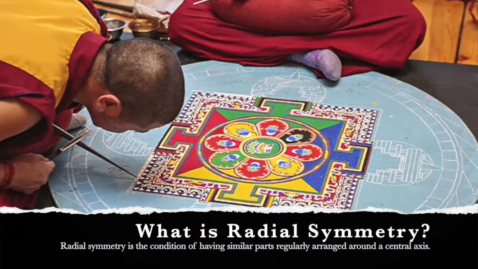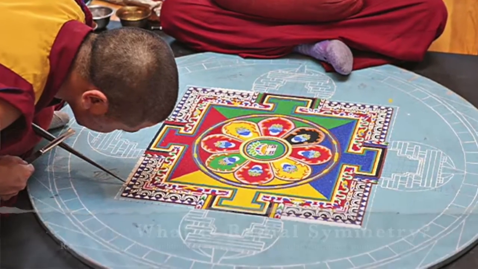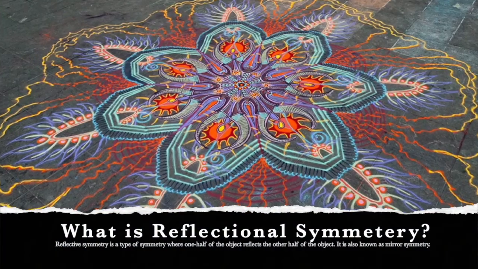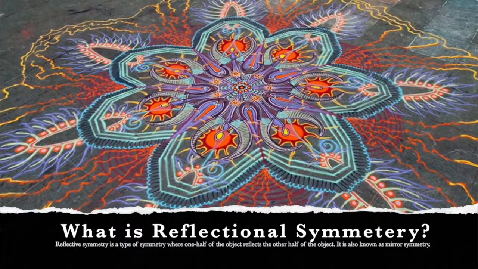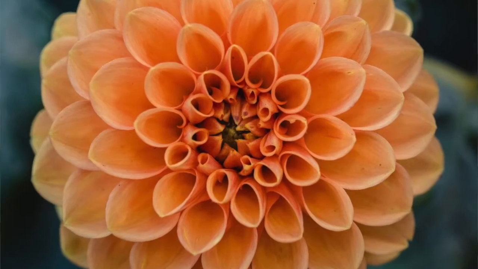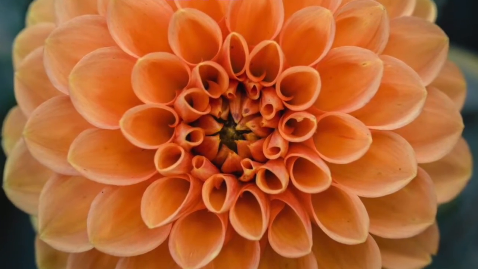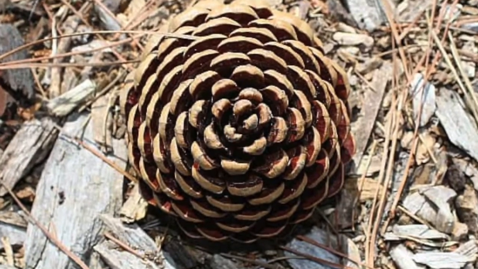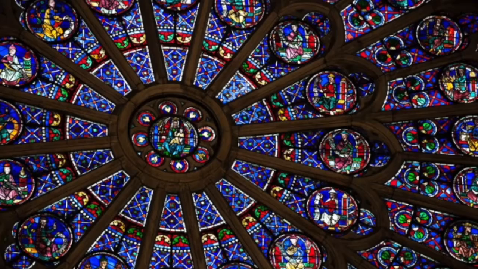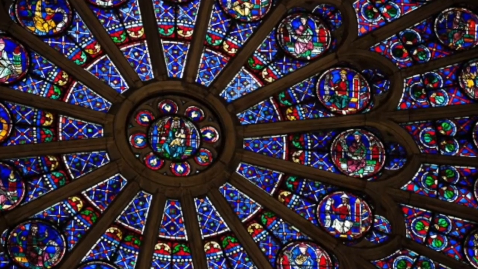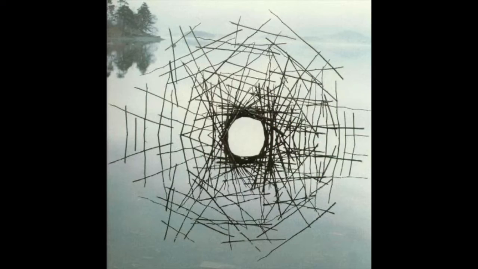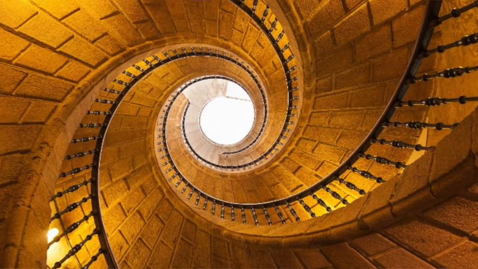Mandalas are symmetrical compositions that use radial symmetry and sometimes reflectional symmetry. We can find examples of radial symmetry throughout nature, art, and architecture.